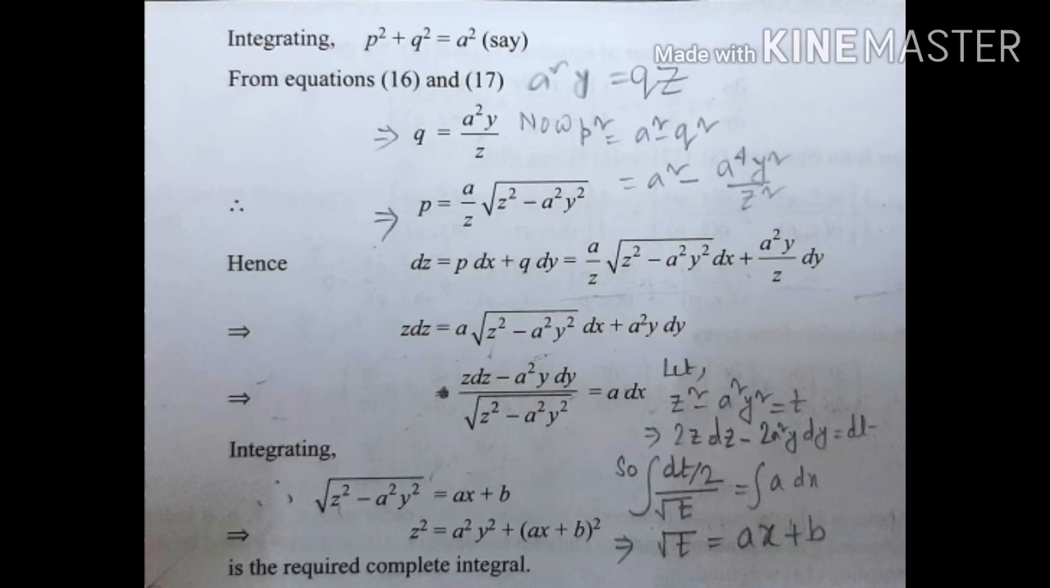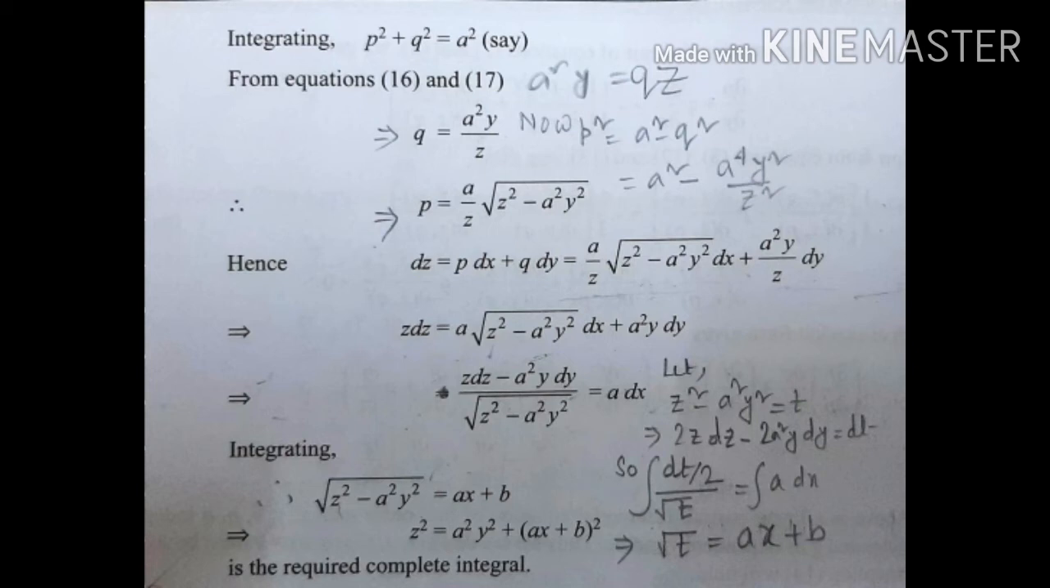Now, putting this value in our given equation, we get q is equal to a square y by z, and from the last equation we get the value of p as p is equal to a by z root over z square minus a square y square. Hence, putting these values in dz is equal to p dx plus q dy, we get dz is equal to a by z root over z square minus a square y square into dx plus a square y by z into dy. We just put the values of small p and small q.